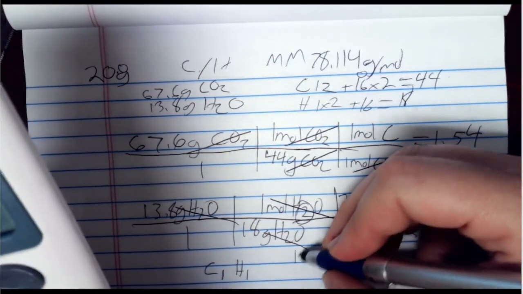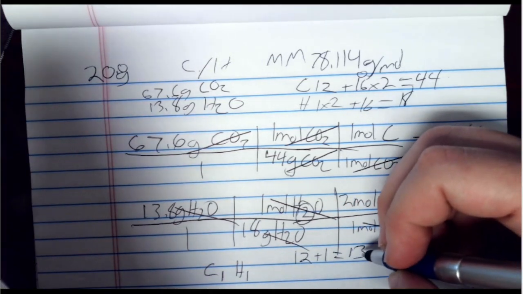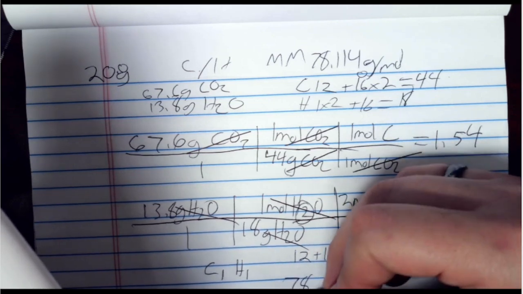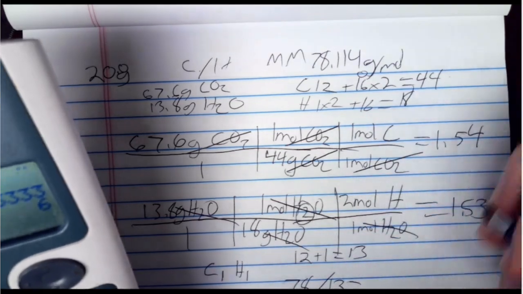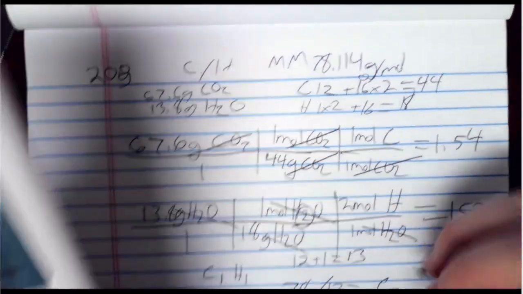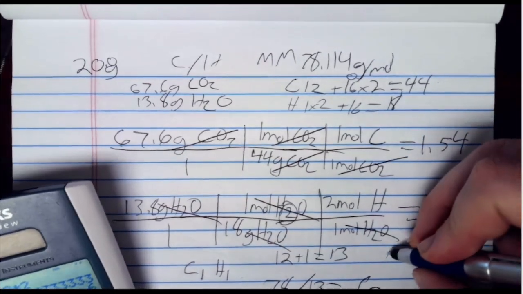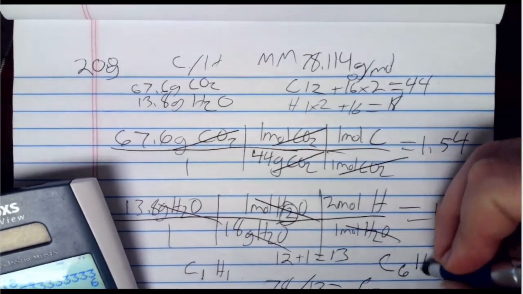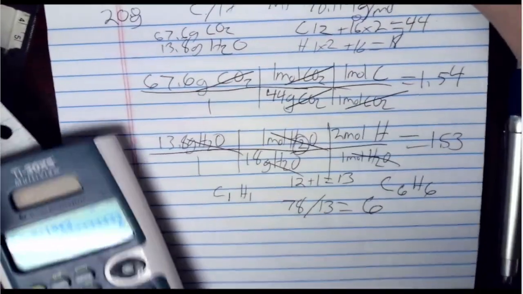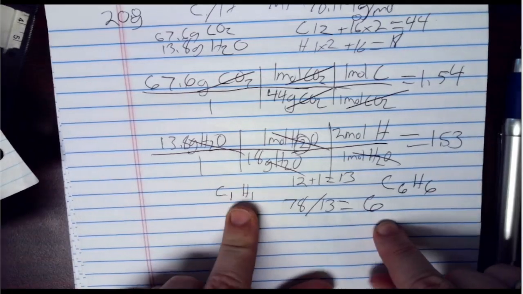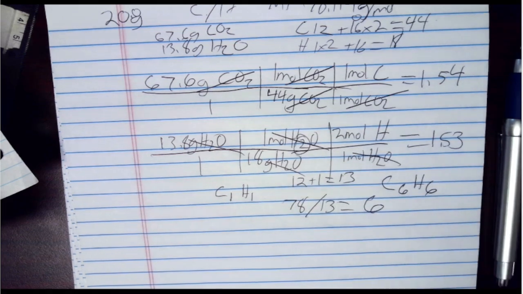How much does that weigh? Well, 12 plus 1 is about 13. And 78 divided by 13 is what? 6. So our empirical formula may be C1H1, but our molecular formula is C6H6. C6H6, because 13 goes into 78 6 times.